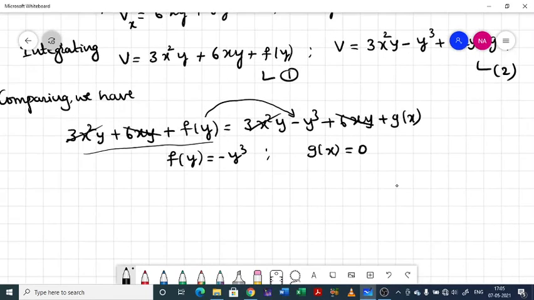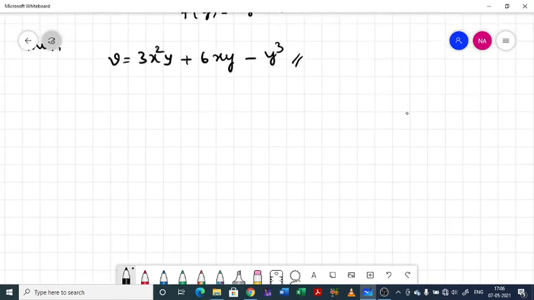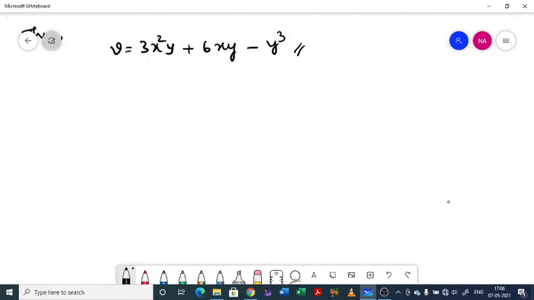So substituting for either f of y in equation 1 or for g of x in equation 2, you get v. Thus v equal to 3x square y plus 6xy minus y cube. This is the required answer. Next, okay, b is over.